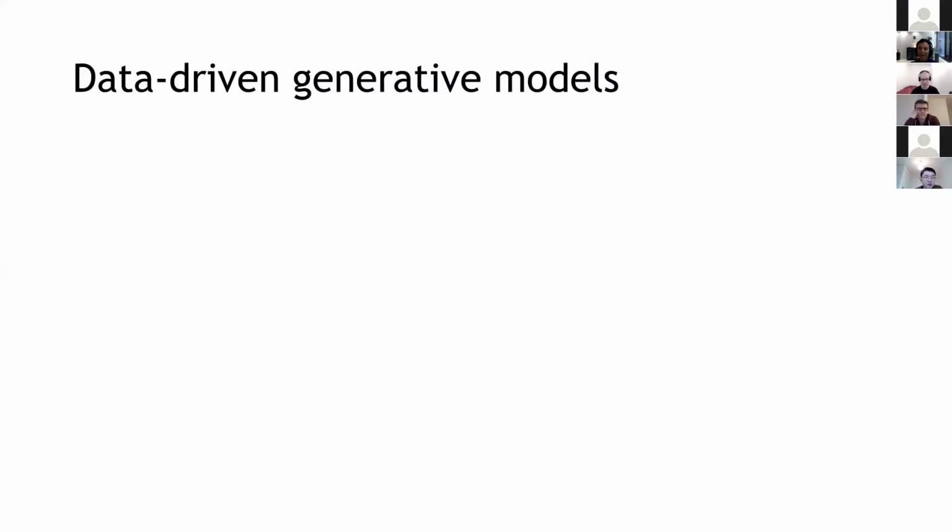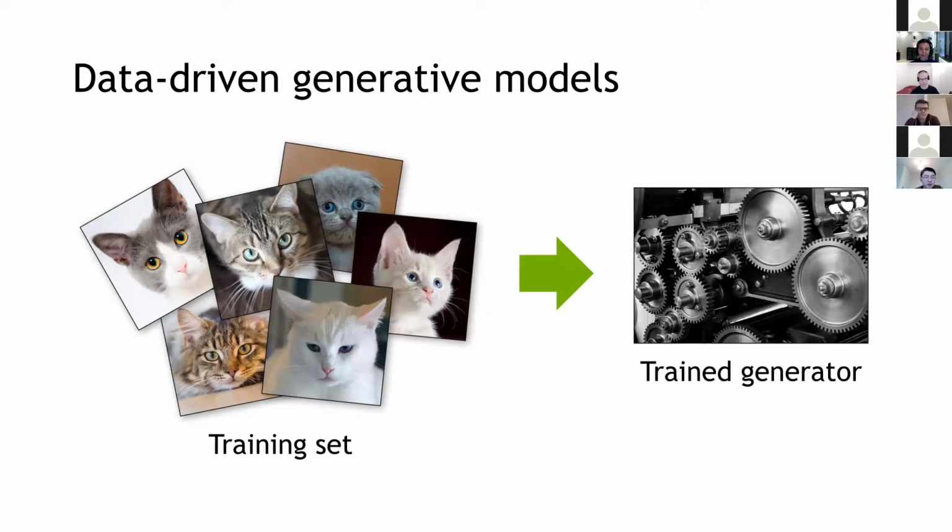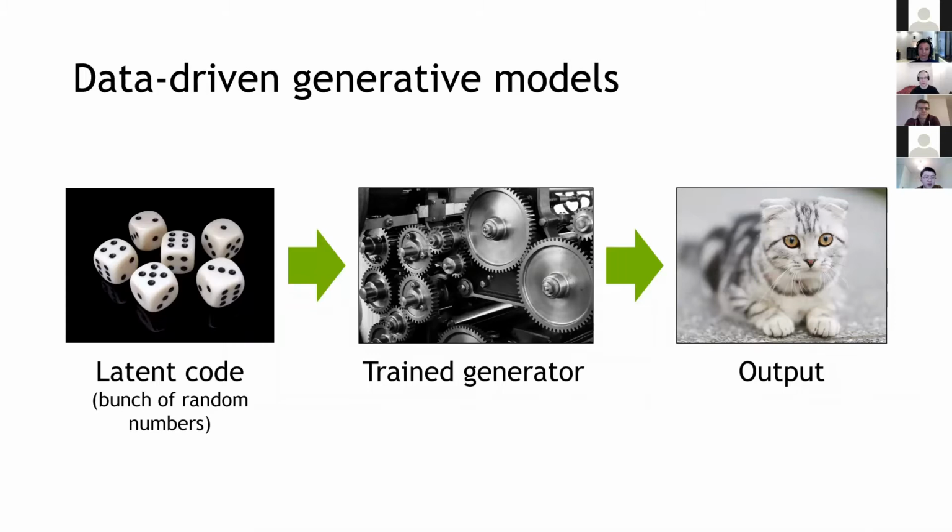StyleGAN2 is an example of a data-driven generative model. The basic premise is that we have some distribution, say the distribution of cat images, and we wish to model that distribution statistically. So we train a generator based on a number of examples. If we're successful, that basically gives us a recipe for generating new images. So after training, when we run the generator and provide a random latent code, we get a novel image that is different from any of those in the training data, but ideally still indistinguishable. And we can repeat this any number of times to get an infinite number of new images.